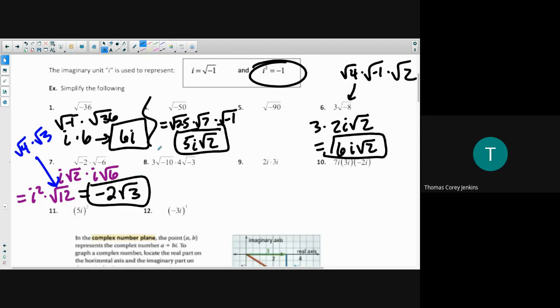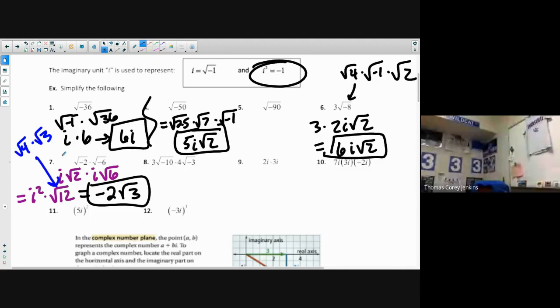I'm going to leave number 8 for you. That's kind of a tough one, all right? But it's kind of like number 7. Let's skip ahead to maybe, let's do maybe a couple more of these. So, I don't know, let's do maybe number 10, okay?